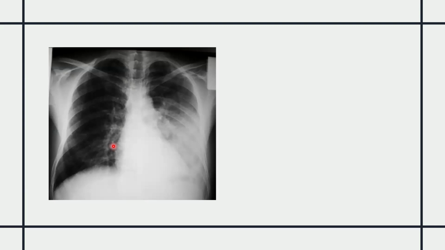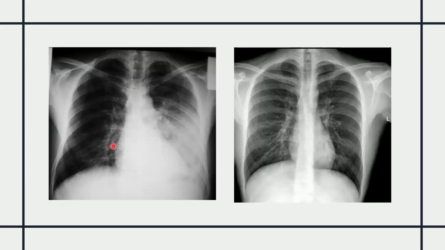And now have a look at this X-ray and compare it again with the normal X-ray. Here you can see there is opacification in the left mid and lower zone. And the left heart border and the diaphragm are not clearly visible. That means there is pneumonia in the left lower lobe.